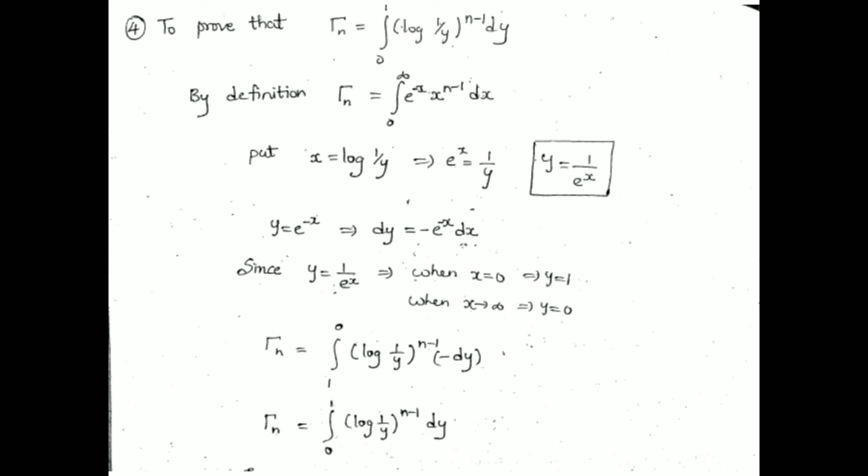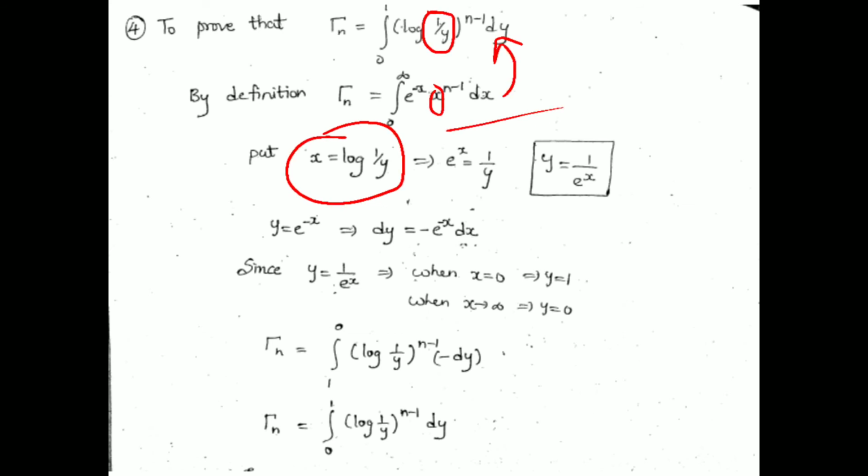And now coming to the next property. So again we need to prove this: log of 1 by y whole power n minus 1. Again we need to use the definition of the gamma function, that is gamma n is equal to integration of 0 to infinity e power minus x, x power n minus 1 dx. Here if we see clearly, here also it is logarithm power n minus 1, and here x power n minus 1 is there. So clearly from this we can say that x is nothing but log of 1 by y.